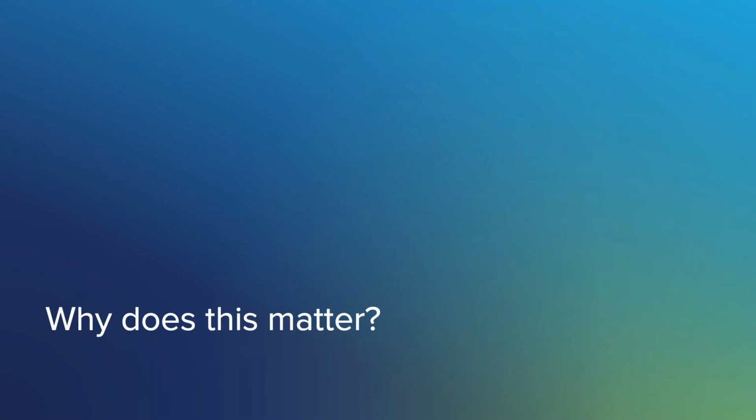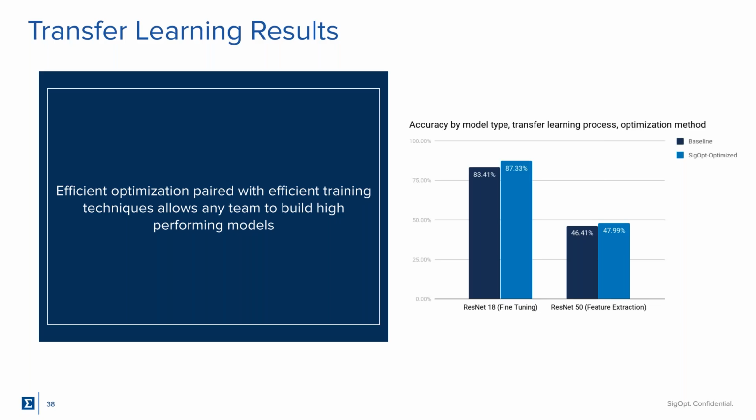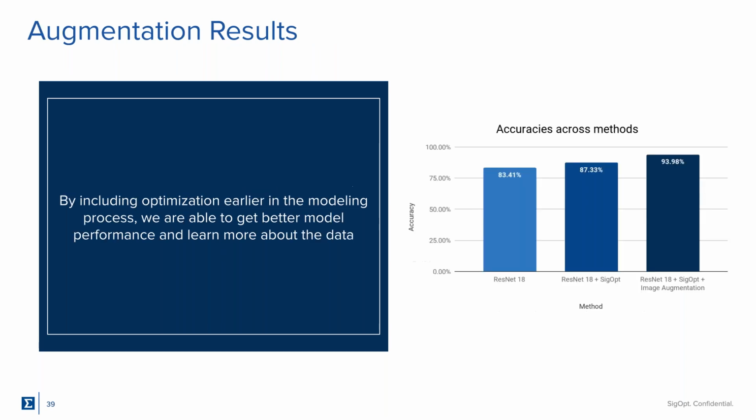So why does this matter? Efficient optimization paired with efficient training techniques really allows any team to build high-performing models. And by including optimization earlier in the modeling process, we are able to get better model performance, but also we're able to learn more about our data and about our model and really start to address problems of robustness and interpretability that I think a lot of people are generally interested in.